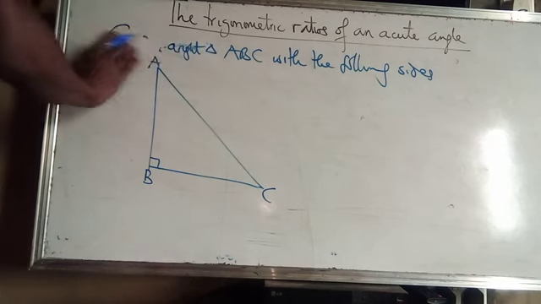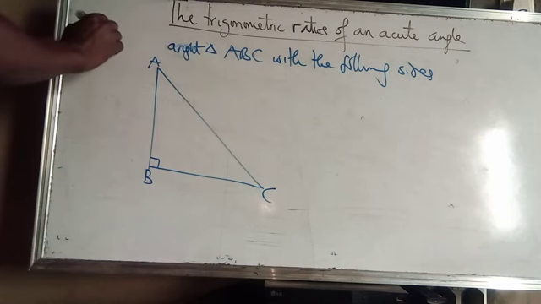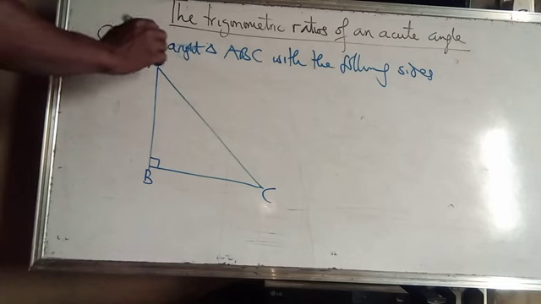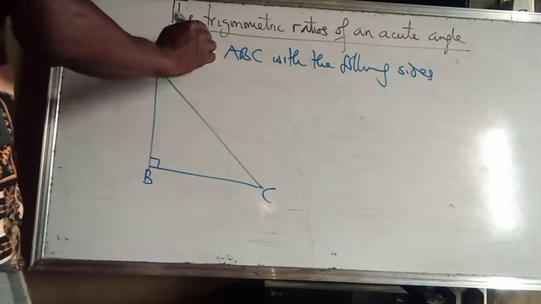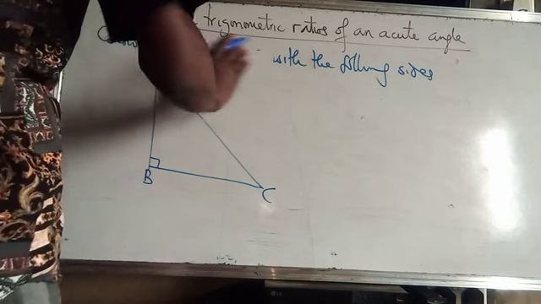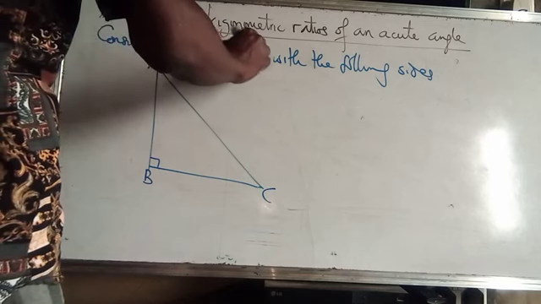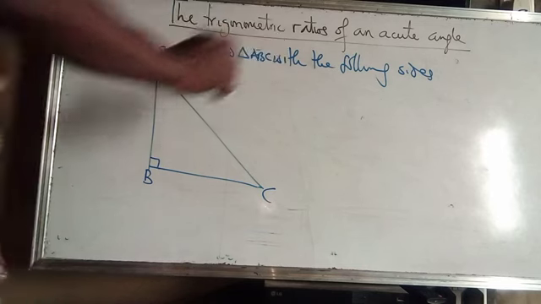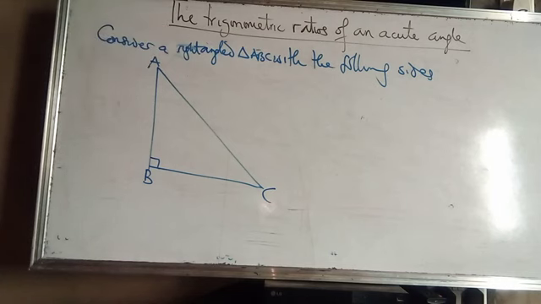Okay, let's rewrite this. Consider a right-angled triangle ABC. That statement is much better. Consider a right-angled triangle ABC with the following sides.